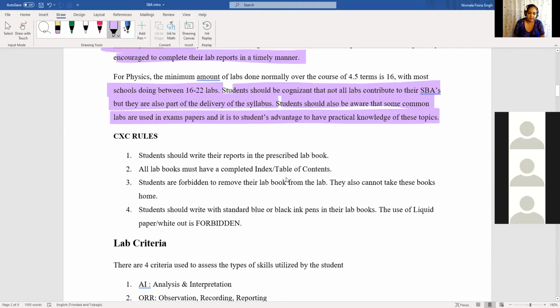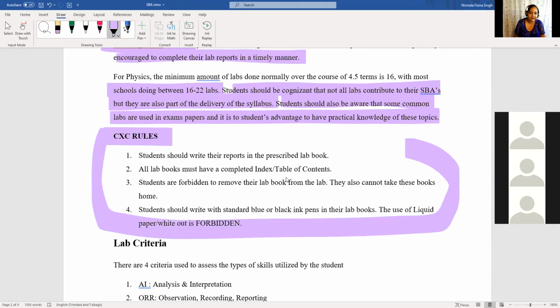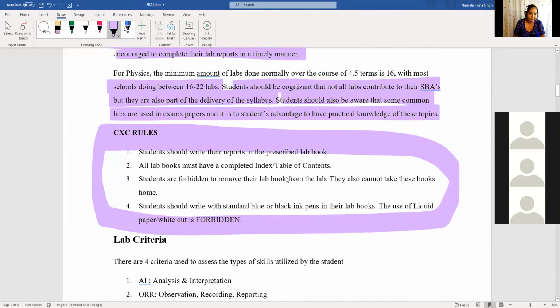CXC rules. These are rules set out by the syllabus. This is not me making up things to apply to my lab. I have my own lab rules because my lab is my lab. So, CXC rules.